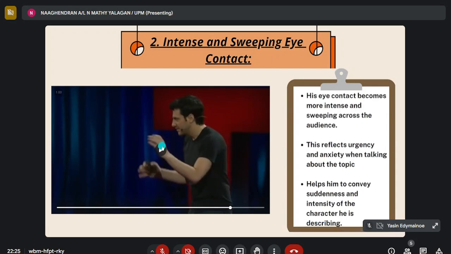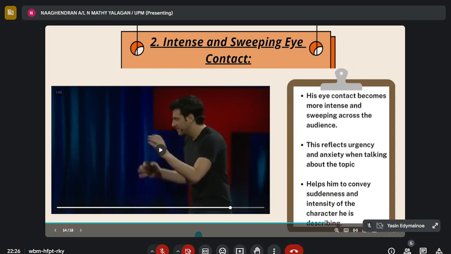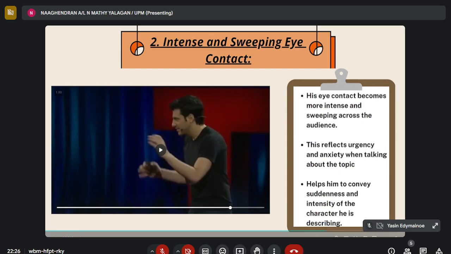Yes, as you'd have realized, when the speaker describes the panic monster, his eyes became more intense and sweeping across the audience. This reflects urgency and anxiety, emphasizing the shared experience of panic. This intense and broad eye contact also helped him to convey the suddenness and intensity of the character he's describing. So he's looking at everyone with intense eye contact.